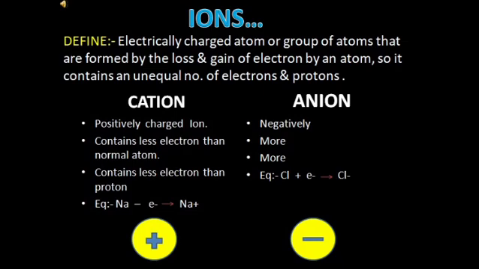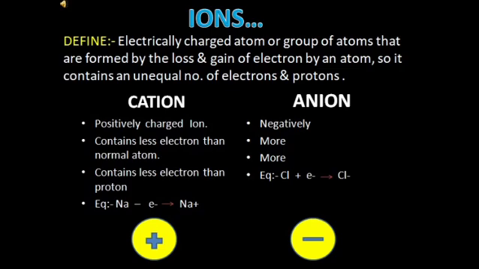Okay, so what is a cation? It's a positively charged ion which contains fewer electrons than the normal atom, and it also contains fewer electrons than protons. For example, there is a sodium atom. If I take out one electron from it, it will become positive. Okay, so that means it is a cation.